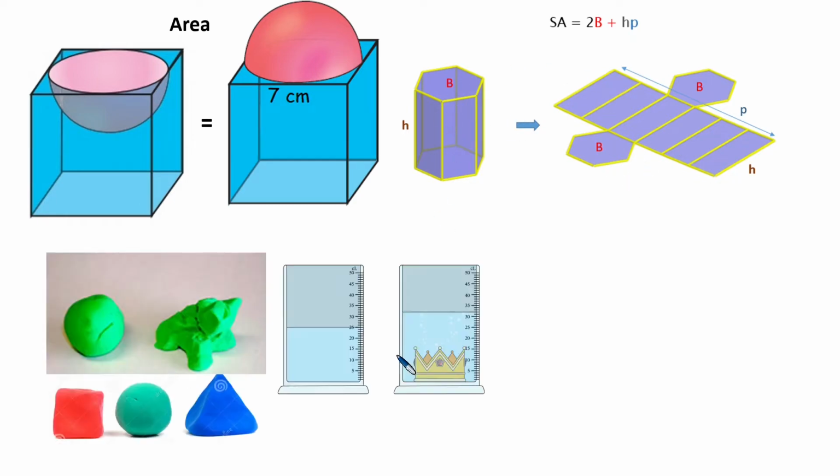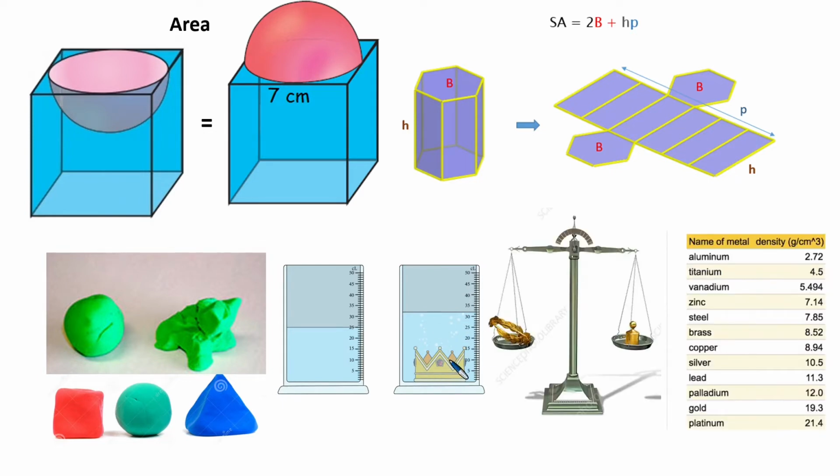Similarly for volume, if you have an irregular shape, suppose this is a crown or anything, you take water in this measuring cylinder and dip it inside, and the increase in the height will tell you how much volume is occupied by this structure. Once you get the volume, you can weigh it and know the weight of this crown, and with the volume you can know the density. Density is your weight per unit volume, in grams per centimeter cube. Volume is always in cube, either centimeter cube, inch cube or cubic meter.